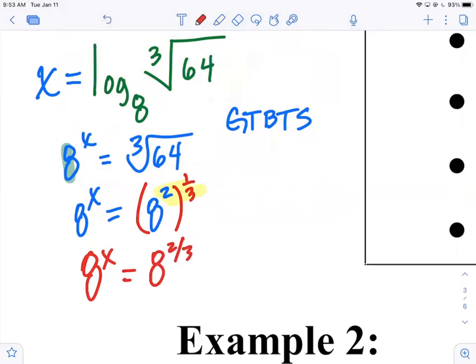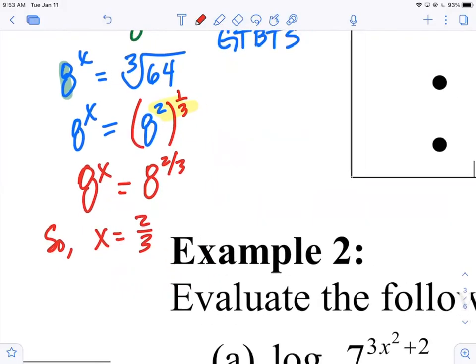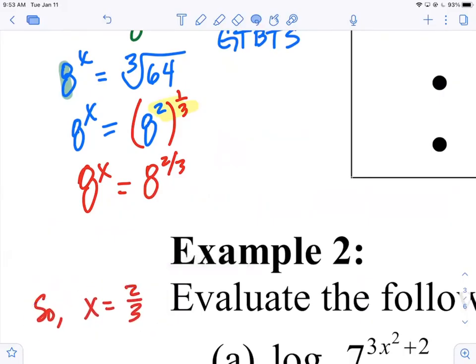And because exponential functions and log functions are 1-to-1, only because they're 1-to-1, then we can say, so by theorem, x has to equal 2/3. Okay, it's not an algebraic step. If you don't want to have to write the word so, which is a consequence of the theorem, you don't have to, but then you have to do this.